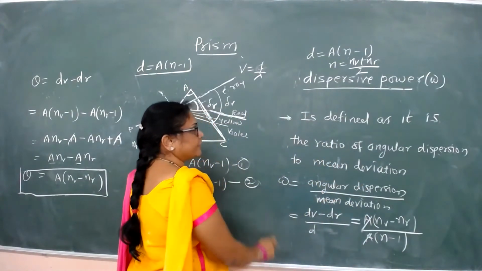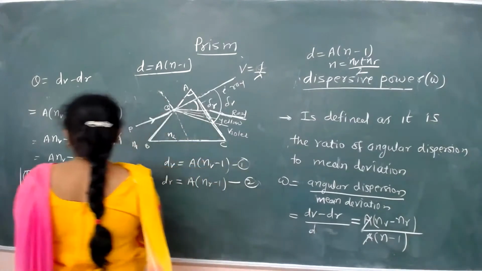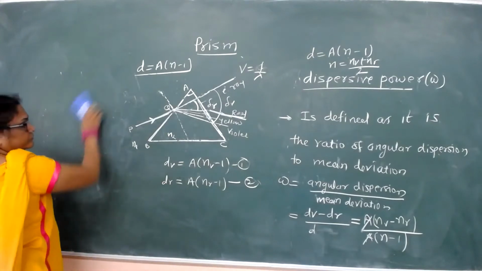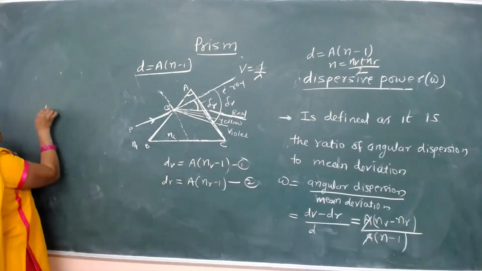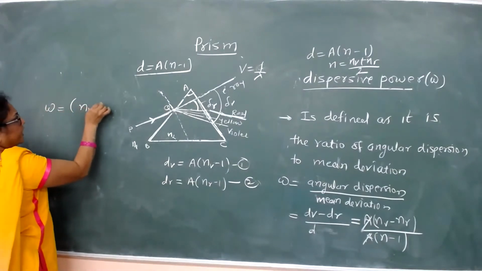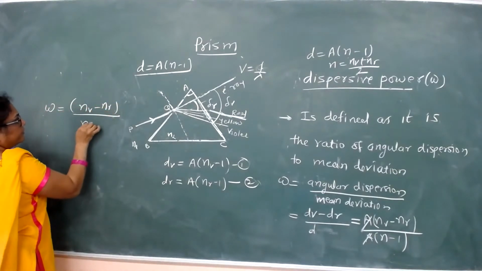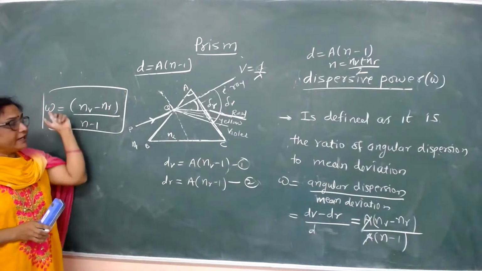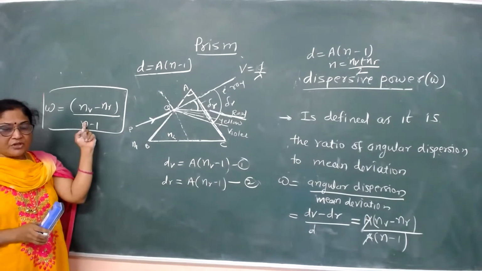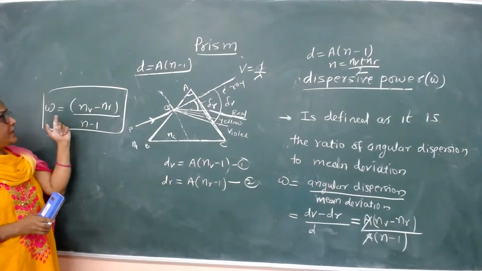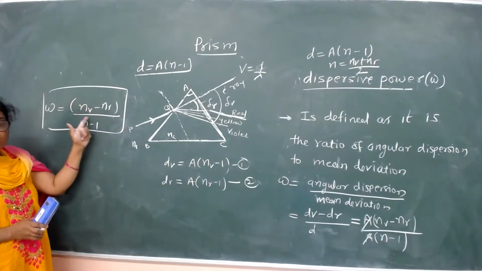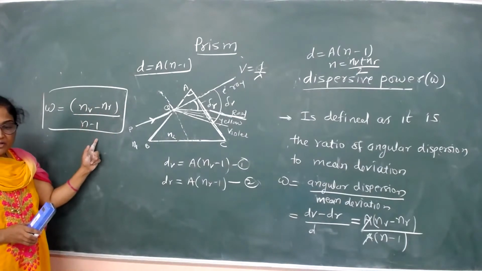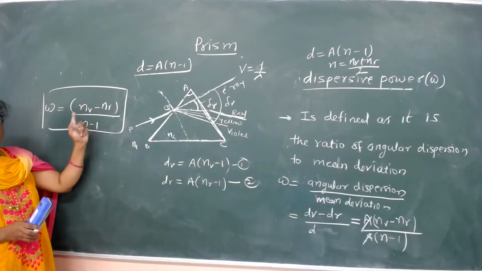Therefore, omega is equal to NV minus NR divided by N minus 1. So this formula is related to the angular dispersion, that is, the dispersive power of the prism. So the dispersive power of the prism is equal to NV, the refractive index for the violet, minus the refractive index for the red, divided by N minus 1. This is known as the dispersive power of the prism.